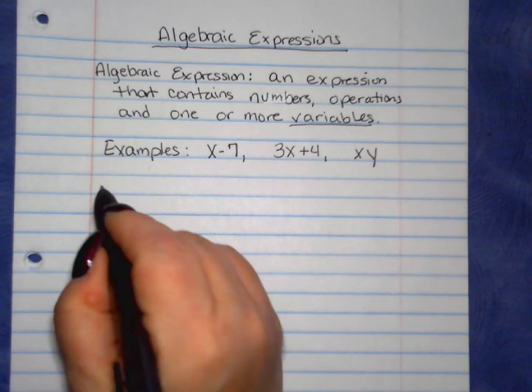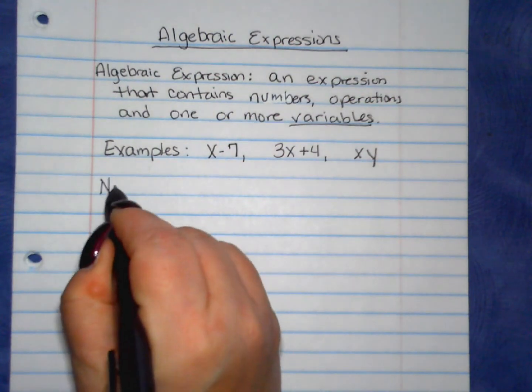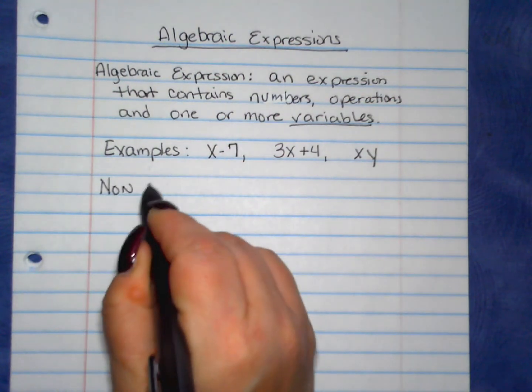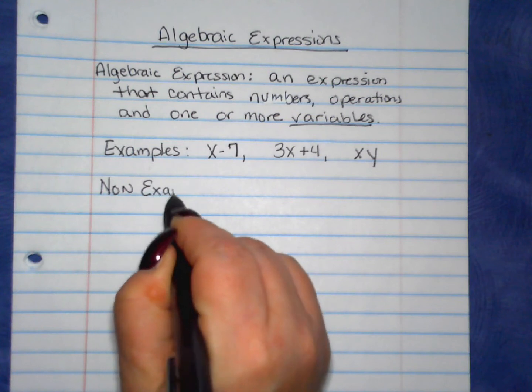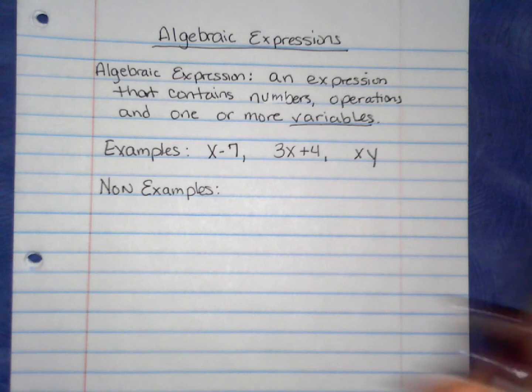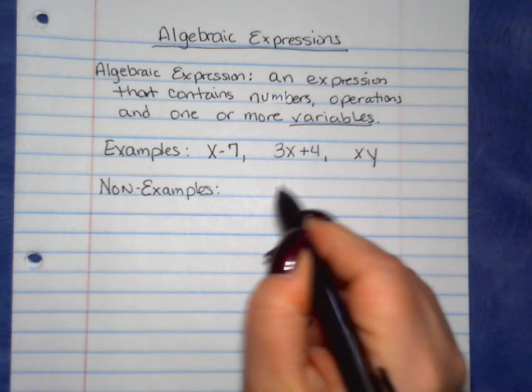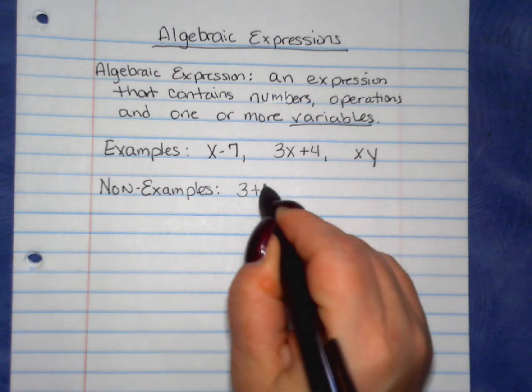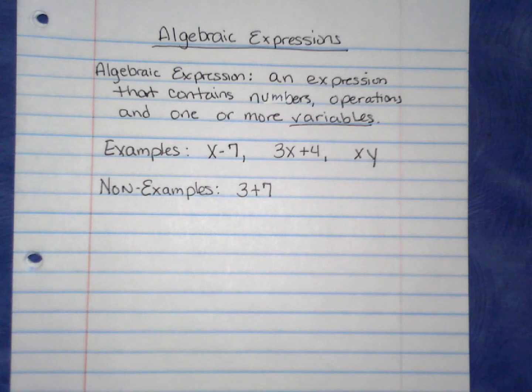Now I'm going to show you some non-examples of expressions. Some non-examples of expressions would be 3 plus 7. I've got numbers and I've got an operation, but I do not have any variables.